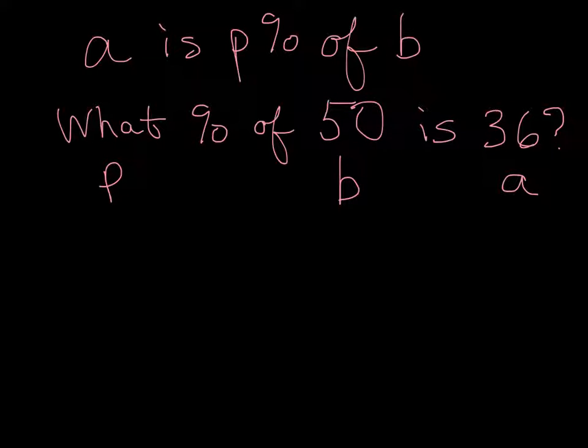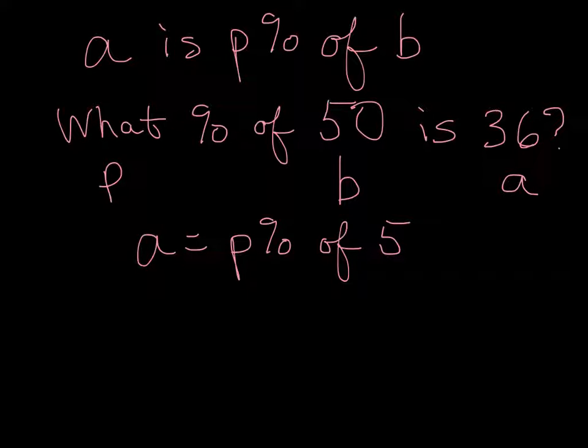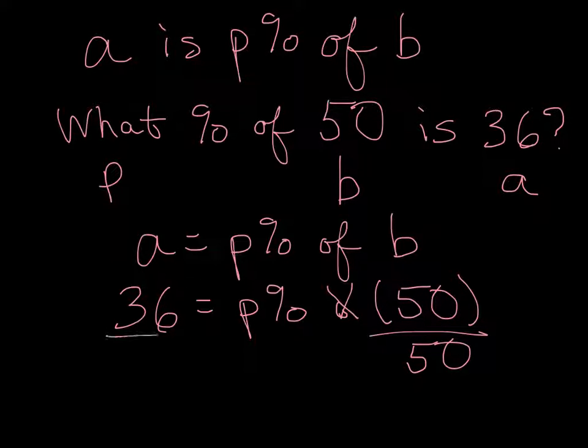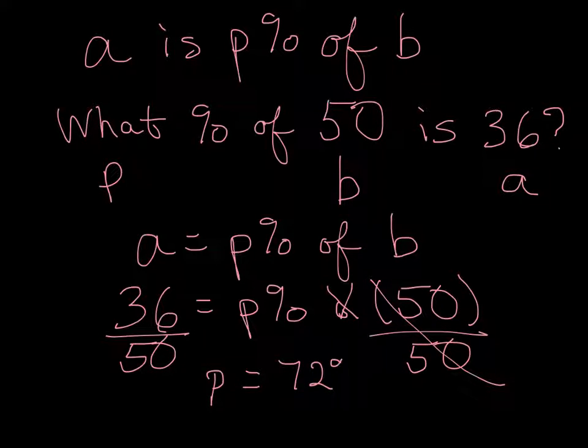Okay, so if we want to plug this in to A equals P% of B, sorry, once again, that should be a B, not a 5. Then we're saying 36 is equal to what percentage times B, which is 50. Okay, so we would divide both sides by 50. And when we do that, obviously this cancels. So we're left with 36 over 50, which is 0.72. So P is equal to 72%.